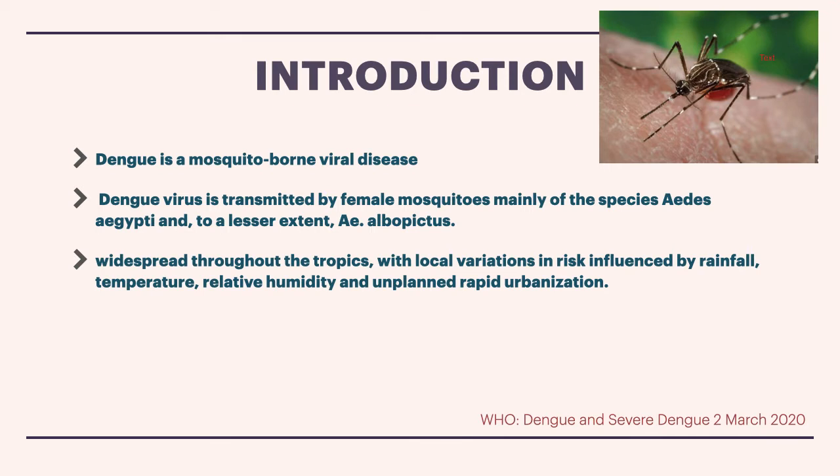So dengue is a mosquito-borne viral disease. It is transmitted by a female mosquito, mainly of the species Aedes aegypti, and to a lesser extent Aedes albopictus. It is widespread throughout the tropics, with local variations in risk influenced by rainfall, temperature, relative humidity, and unplanned rapid urbanization.